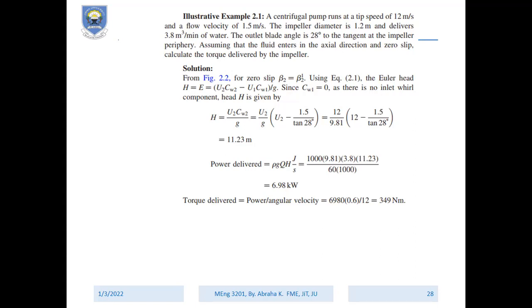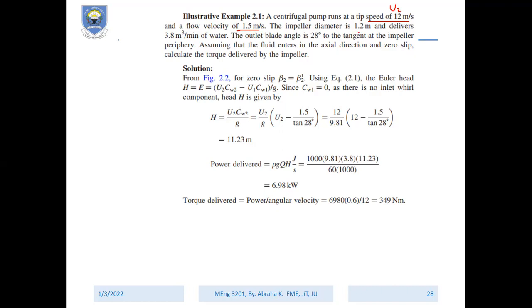Here we have a centrifugal pump problem and let's solve it. It says a centrifugal pump runs at a tip speed of 12 meters per second and a flow velocity of 1.5 meter per second. So this is U2, the impeller tip velocity, and this is the flow velocity.